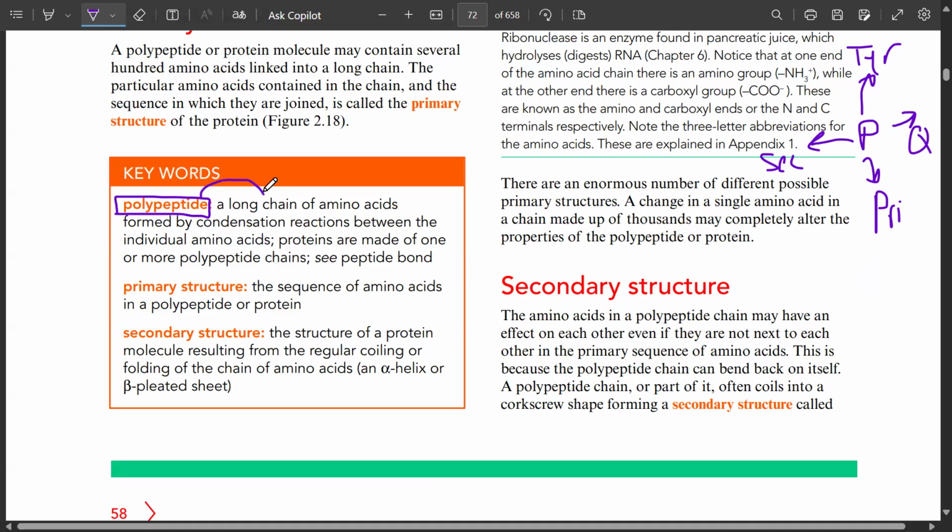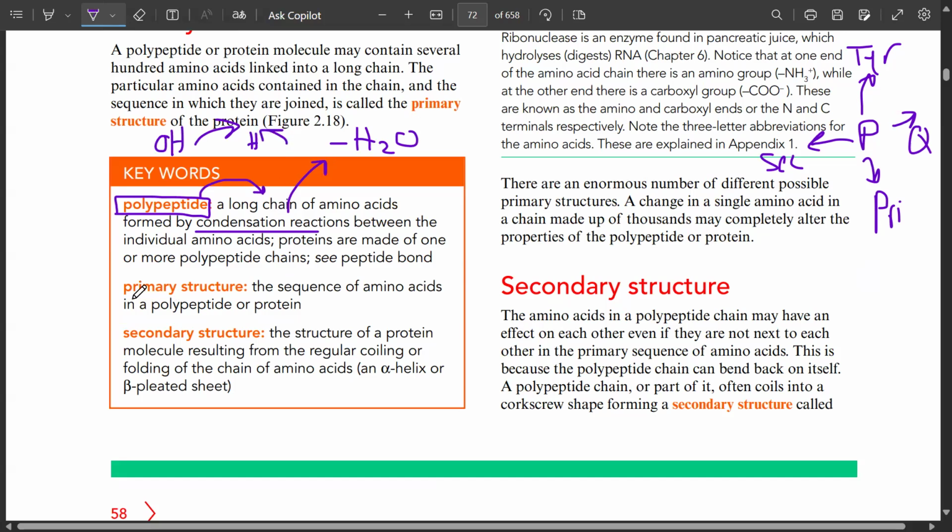It's a long chain of amino acids formed by condensation reactions between the individual acids. Because condensation reaction is carried out how? By the removal of water. We know that the carboxylic group removes the OH and the amine group loses the H. And this is how a peptide bond is formed.